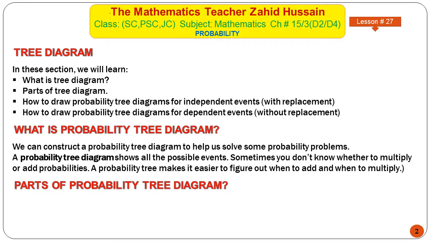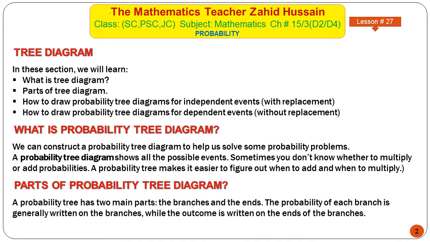The parts of a tree diagram. A probability tree has two main parts: the branches and the ends. The probability of each branch is generally written on the branches, while the outcome is written on the ends of the branches.